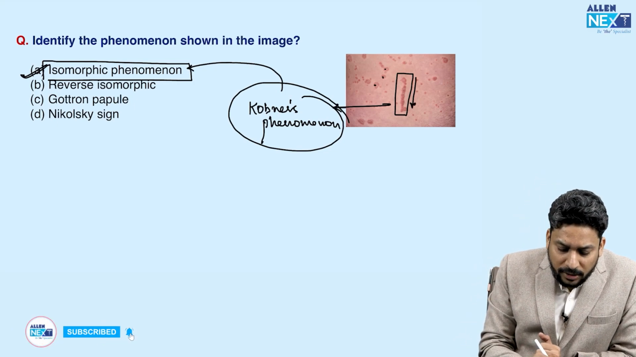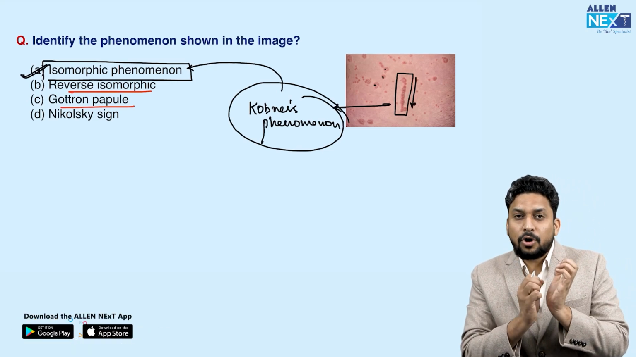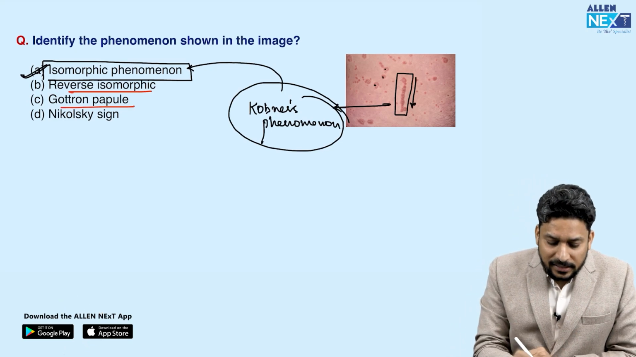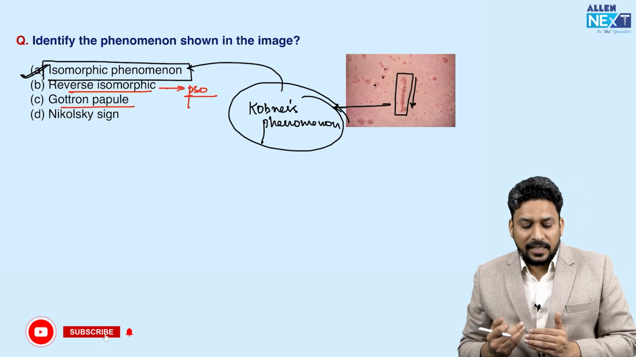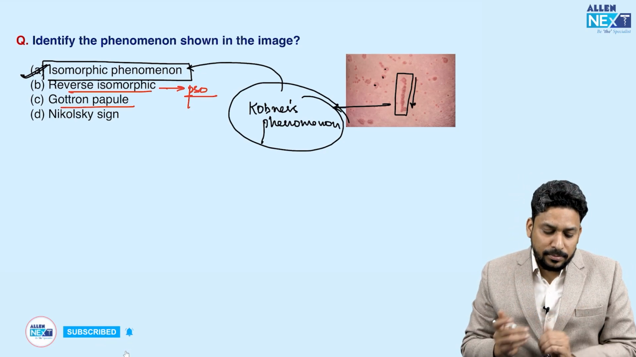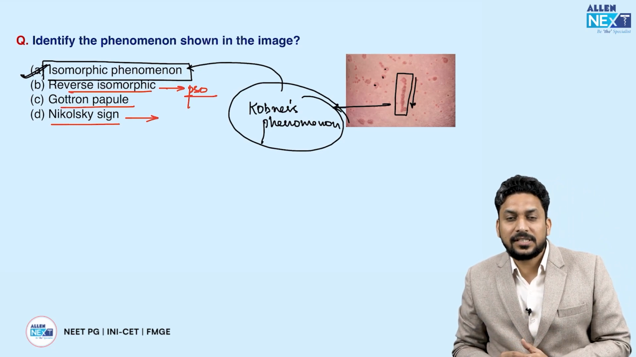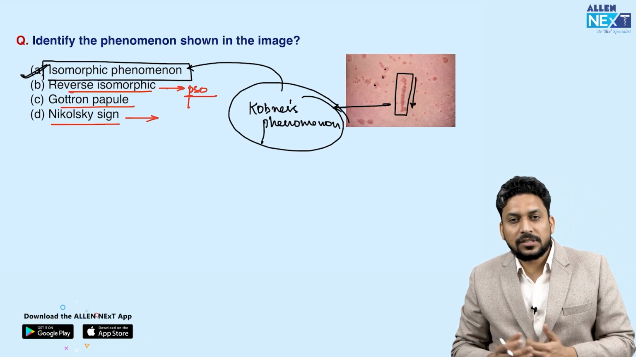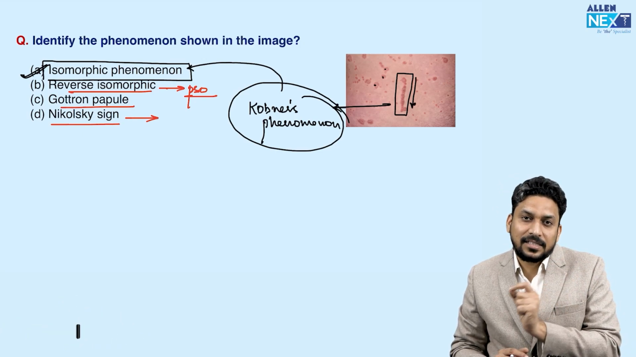Now, all of you know Gottron's papules, they are seen in dermatomyositis. Reverse Koebner phenomenon is when the patient produces trauma and the lesions heal. This can be seen in psoriasis. So in psoriasis, both are seen, that is, Koebner's phenomenon and the reverse Koebner phenomenon. And Nikolsky sign, all of you know, can be seen in various conditions like pemphigus, Stevens-Johnson syndrome, TEN, as well as staphylococcal scalded skin syndrome.